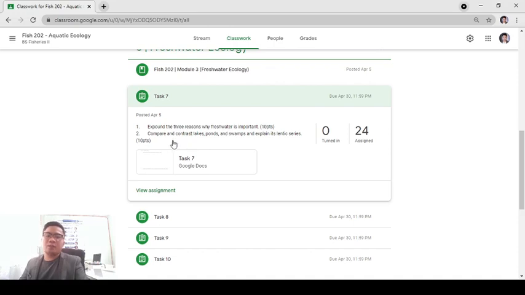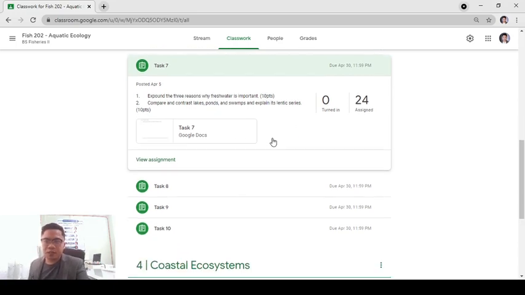So when we say compare and contrast, meaning to say, you look at their similarity, and then after their similarity between ponds, lakes, and swamps, you look at their differences. So that is what we mean by compare and contrast. Similarities first and then differences after. And also you're going to explain its Lentic series. You will explain the succession series in the Lentic environment. Okay, so that is all 20 points as your task 7.